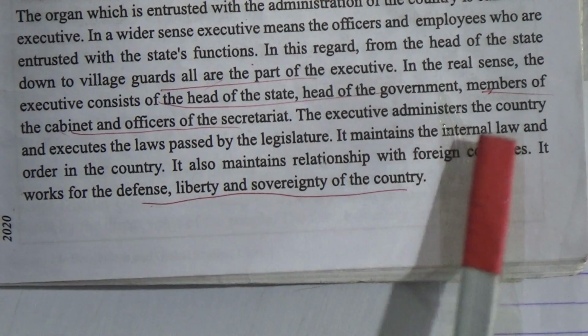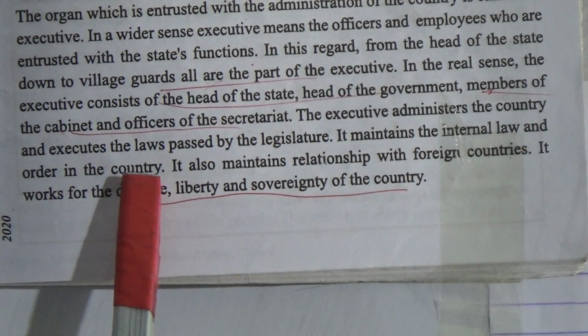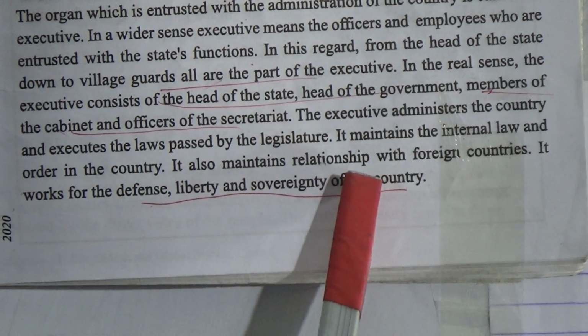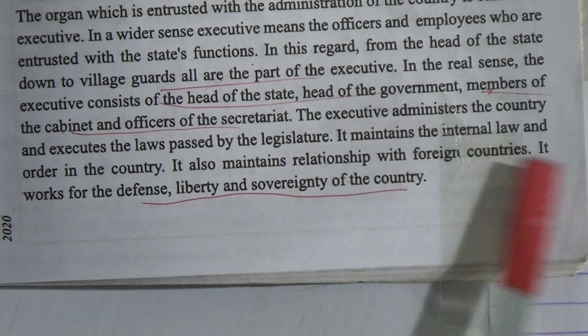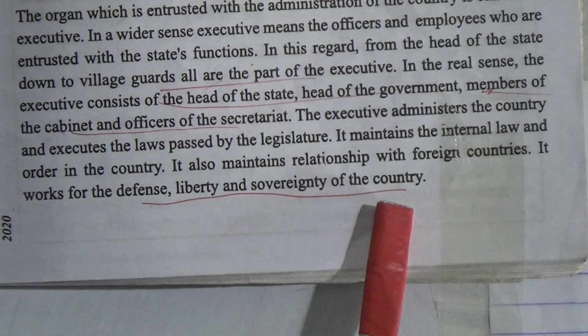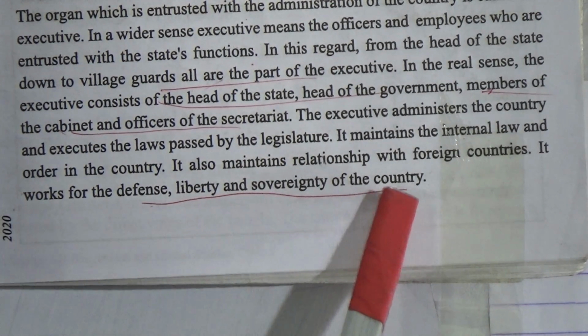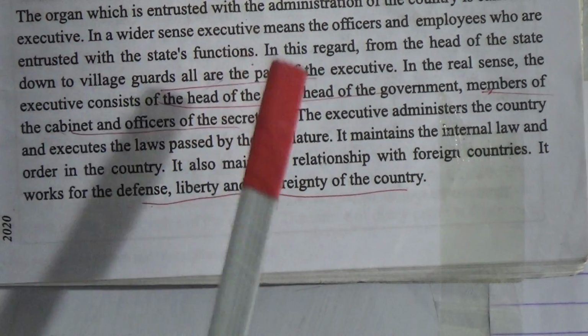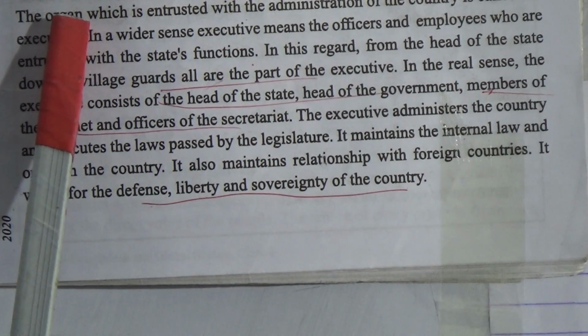The executive administers the country and executes the laws passed by the legislature. It maintains the internal law and order in the country. It also maintains relationship with foreign countries. It works for the defense, liberty, and sovereignty of the country. So, as a legislative, the main portion is done by executives.